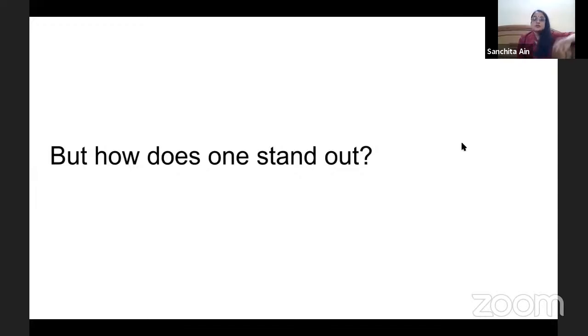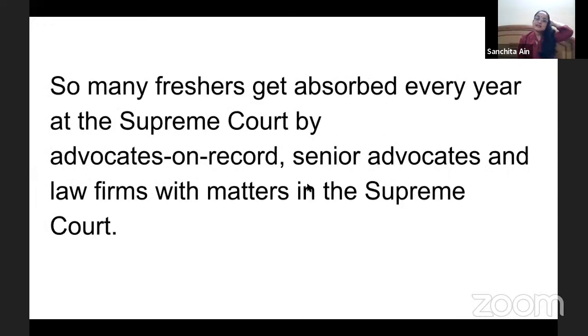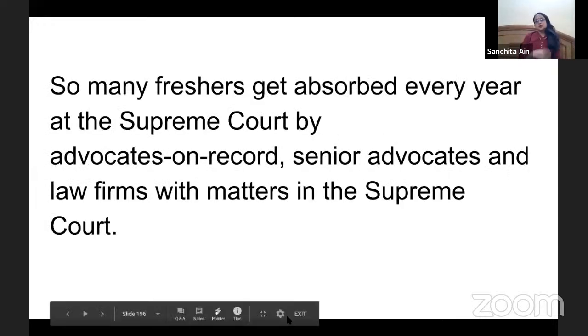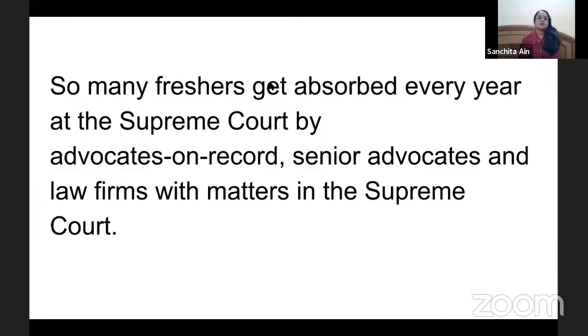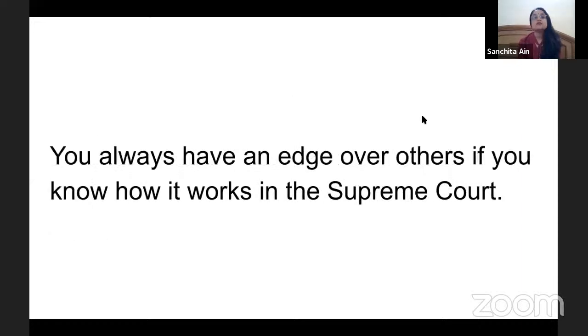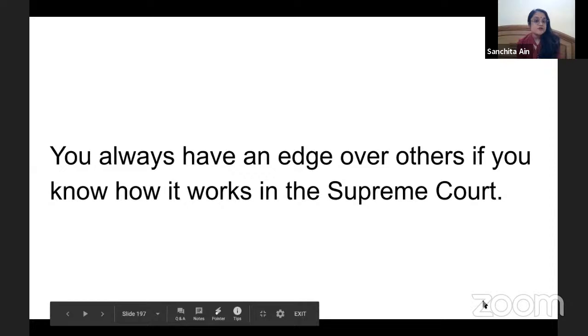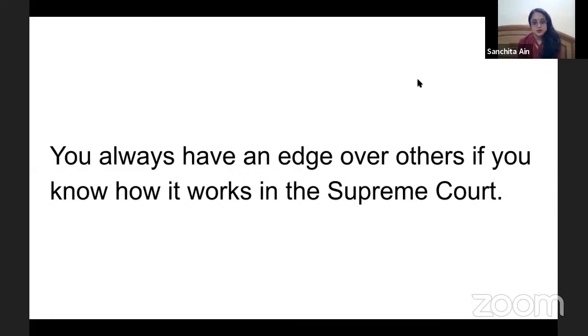Right. So how does one stand out? Next slide. So you would see there are so many freshers who get absorbed every year at the Supreme Court by advocates on record, senior advocates, law firms with matters in the Supreme Court. So how do you stand out is the question. You always have an edge over others if you know how it works in the Supreme Court.